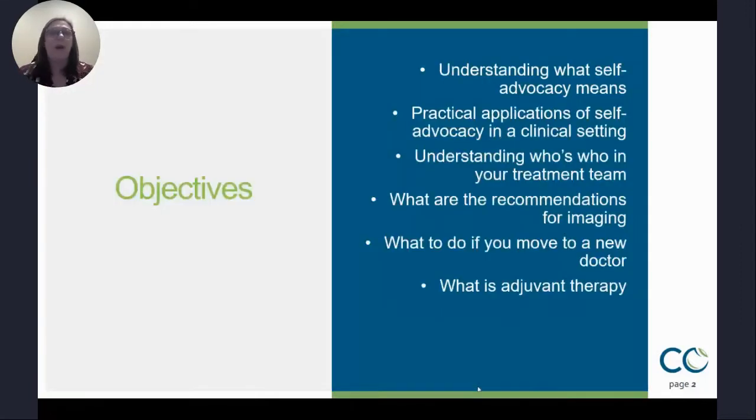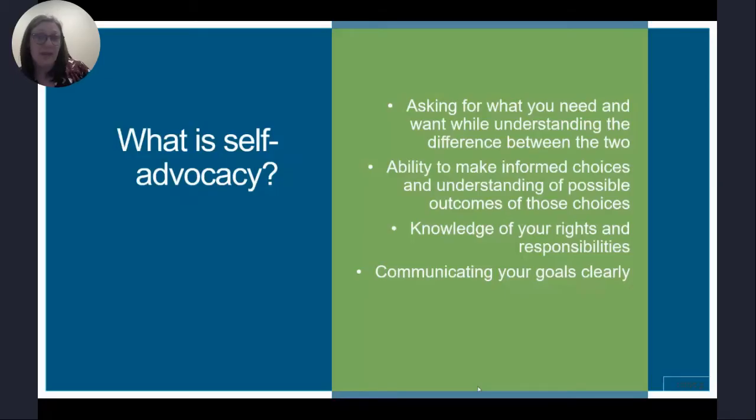So first, what are our objectives today? We want to understand what self-advocacy means. What are some practical applications of self-advocacy in a clinical setting? Understanding who everybody is in your treatment team, what the recommendations are for imaging, what to do if you move to a new doctor, and what is adjuvant therapy.